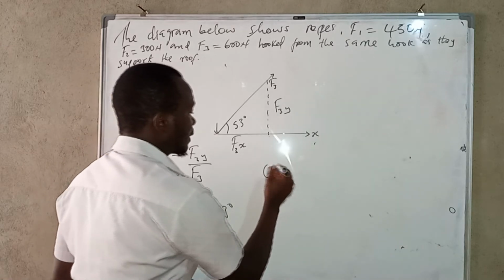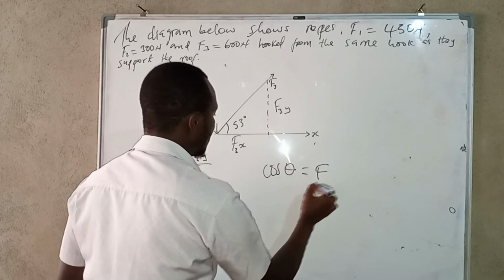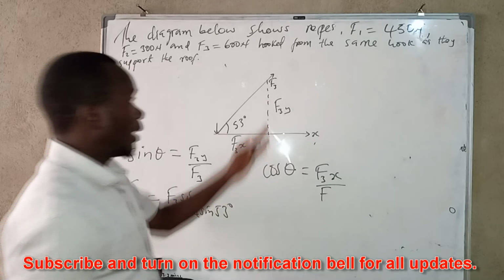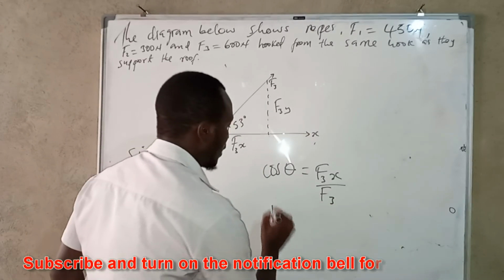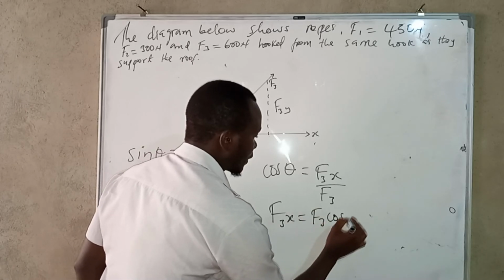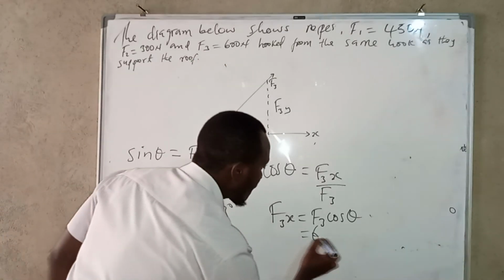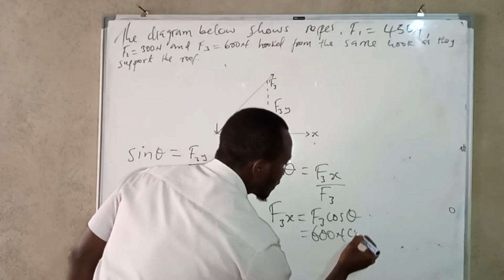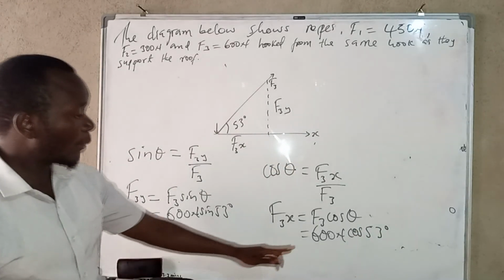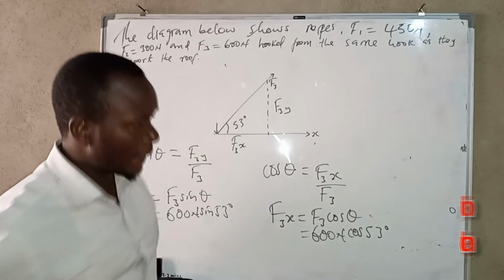So for x, we have cos theta is equal to adjacent, which is F3x, over hypotenuse, which is F3. So F3x will be F3 cos theta. Plugging in the values, we have 600 newtons cos 53 degrees. What we are going to get is the value for the x component of the third force.